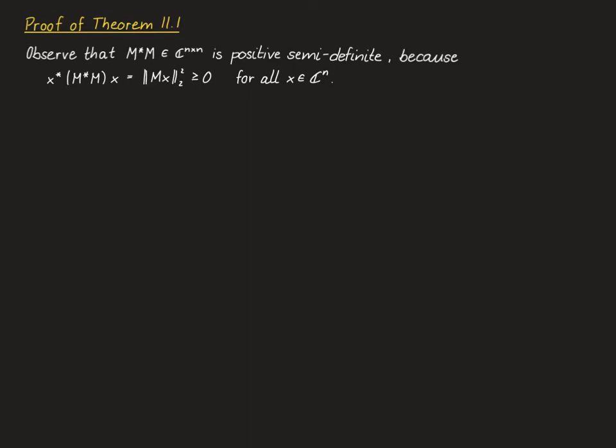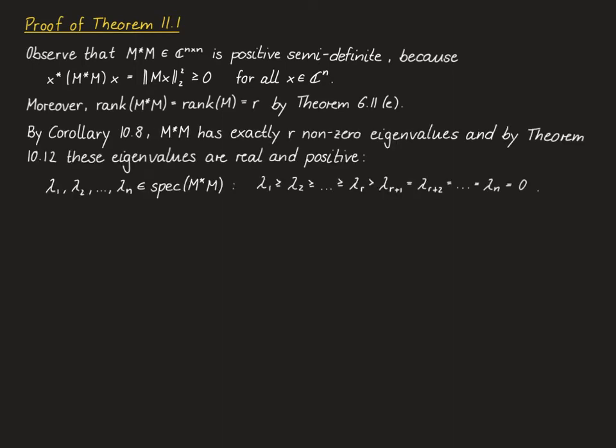For the proof of theorem 11.1, first observe that M star M is an n by n matrix, which is positive semi-definite. This is easy to see by picking any n-dimensional vector x and multiplying M star M from the left with x star and from the right with x, which is of course equal to the 2 norm of Mx squared, and this is always greater than or equal to 0. Moreover, M star M has the same rank as M, which is by definition equal to R, according to theorem 6.11e.